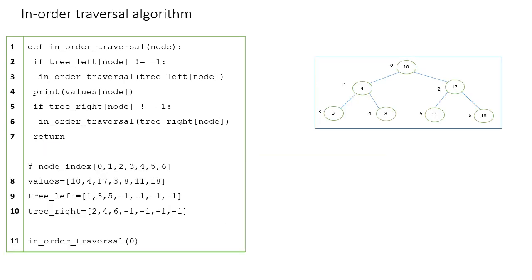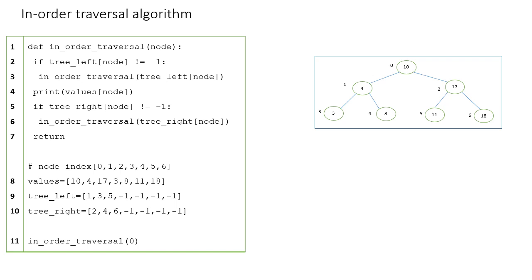Here is the complete code for the in-order traversal. This is the code that we are going to trace. So we have the in-order traversal function there. You can see the two base cases there, and you can see that it's recursive.